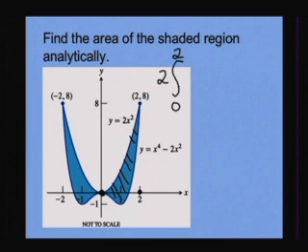And that's going to be 2x squared, the upper curve, minus x to the fourth. Let me fix that.